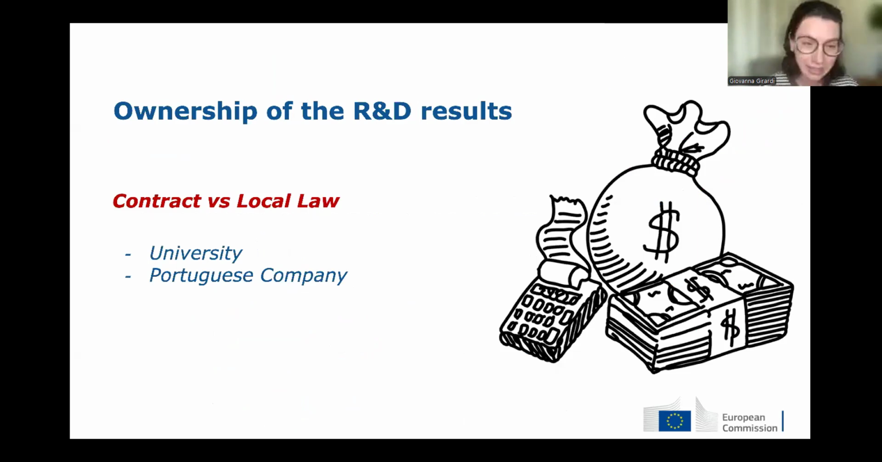And what happened here is that there was a dispute. Though the contract said the results will be owned by the Portuguese company, according to the local legislation in Brazil, once the research and the results were materialized in Brazil, the university in Brazil was the owner of those rights, despite what the contract said. You cannot disrespect the local legislation. And within the local legislation, the owner of those assets, the results of the research and development, was the university.